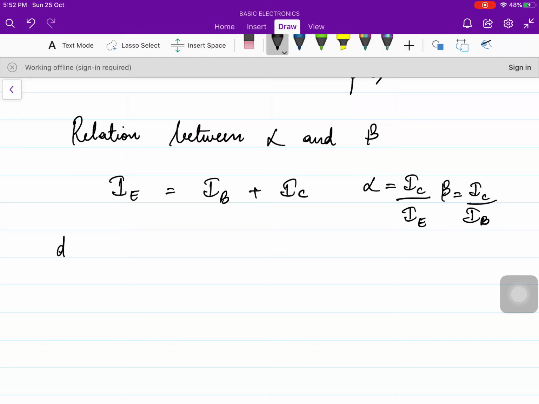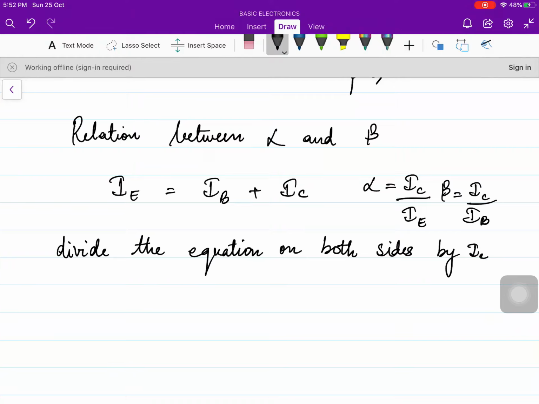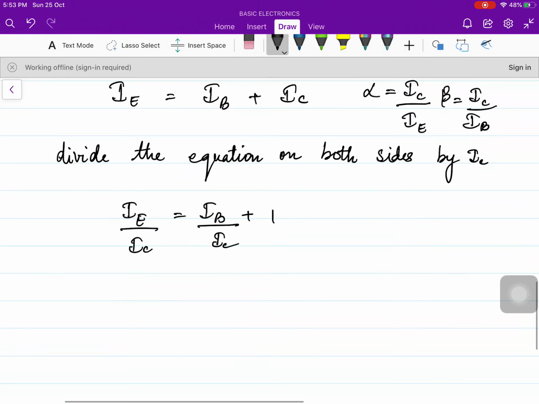So now what we will do, just divide the equation on both sides by IC. So it will be IE upon IC equals IB upon IC plus 1. It will be like this. So what is IE upon IC? It is 1 upon alpha equals 1 upon beta plus 1.